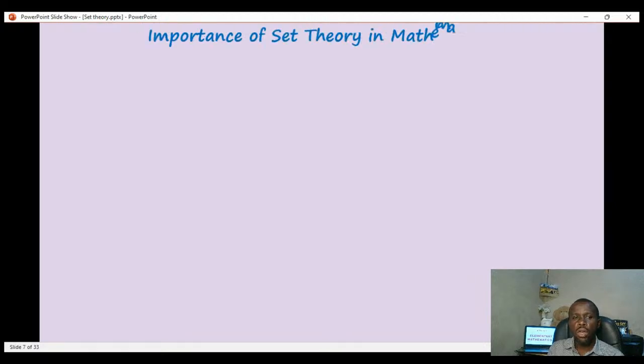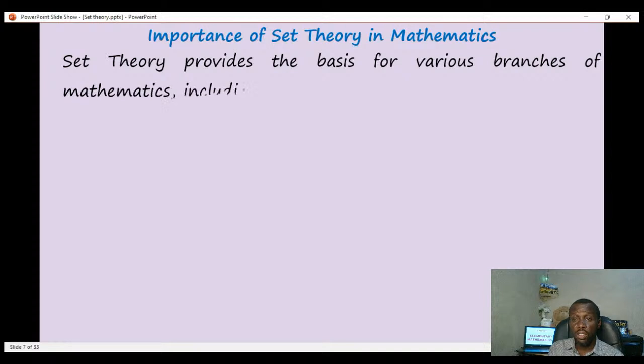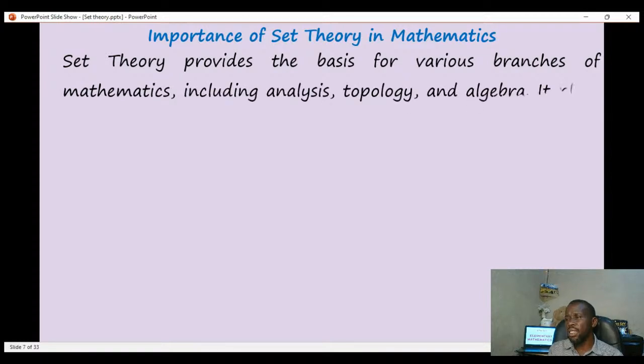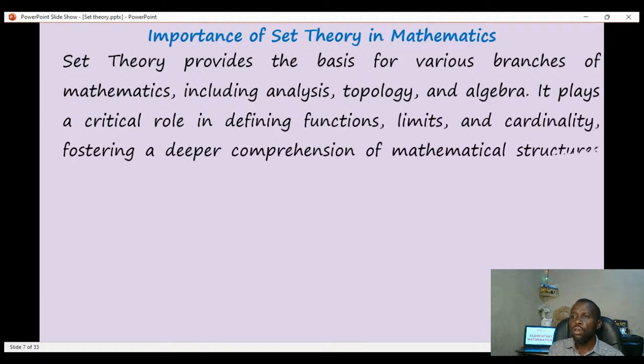Now, we look at the importance of set theory in mathematics. Set theory provides the basis for various branches of mathematics, including analysis, topology, and algebra. It plays a critical role in defining functions, limits, and cardinality, fostering a deeper comprehension of mathematical structures and their interrelations.